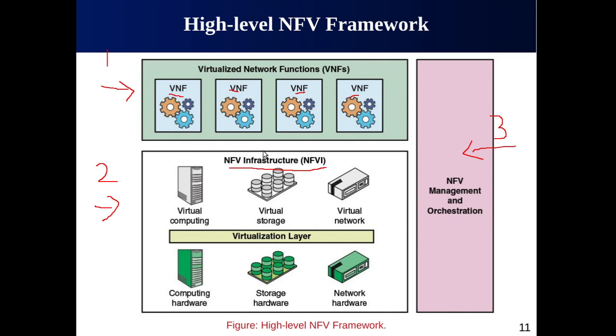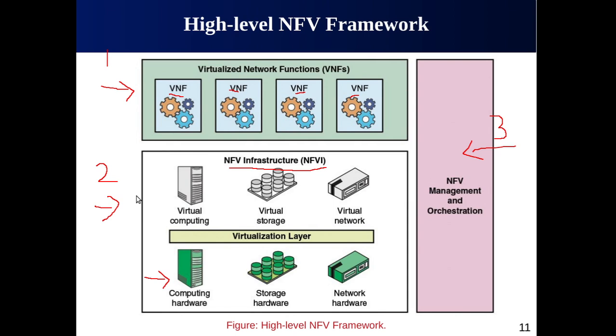So we have an infrastructure here, and you can see this is a common infrastructure. Although it is a virtualized environment, the actual physical environment is here. We have computing hardware, on top of that we have virtual computing. We have storage hardware, on top of that we have virtual storage. We have network hardware, and on top of that we have virtual network. And that is possible with the help of the virtualization layer. So domain number one is a collection of different VNF, implemented in software, and they run over this infrastructure. Now what is this infrastructure?